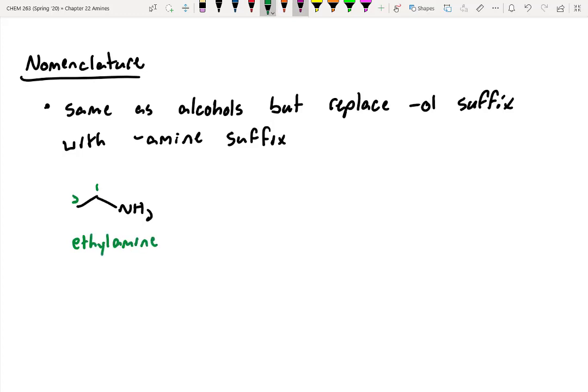In this case, we are going to include the Y. Sometimes you might say, well, why isn't it ethanamine? I don't really have a good answer for that, besides it just flows off your tongue better to say ethylamine. I think ethanamine is technically allowed, it just sounds funny. All right, let's do another one. In this case, we've got an isopropyl group, so we could call this isopropylamine.